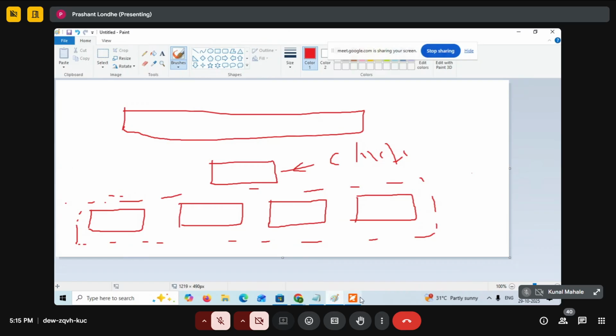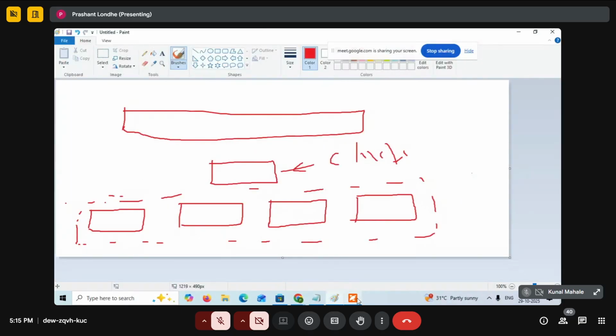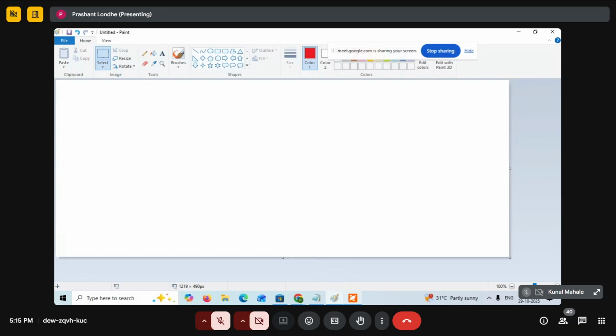Okay, so basically that particular data is distributed, and now you are able to use a cluster manager to find that particular data. Now let us understand the concept of the RDD lineage. We are calling it a logical execution plan. Before going into the definition, let us understand the different operations that are associated with the RDD.